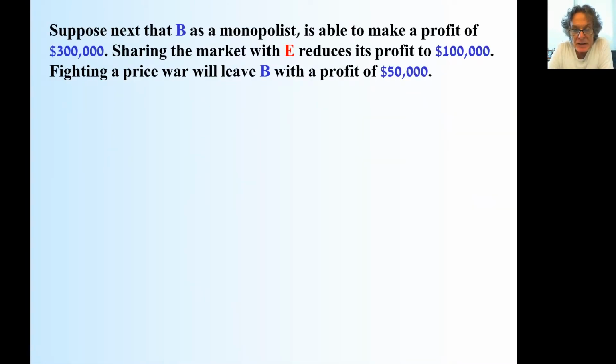Suppose next that B, as a monopolist, is able to make a profit of $300,000 as long as E is out. Sharing the market with E reduces its profit to $100,000. First, they have to reduce price, so the total income is going to be down. Fighting a price war will leave B with a relatively small profit of $50,000.